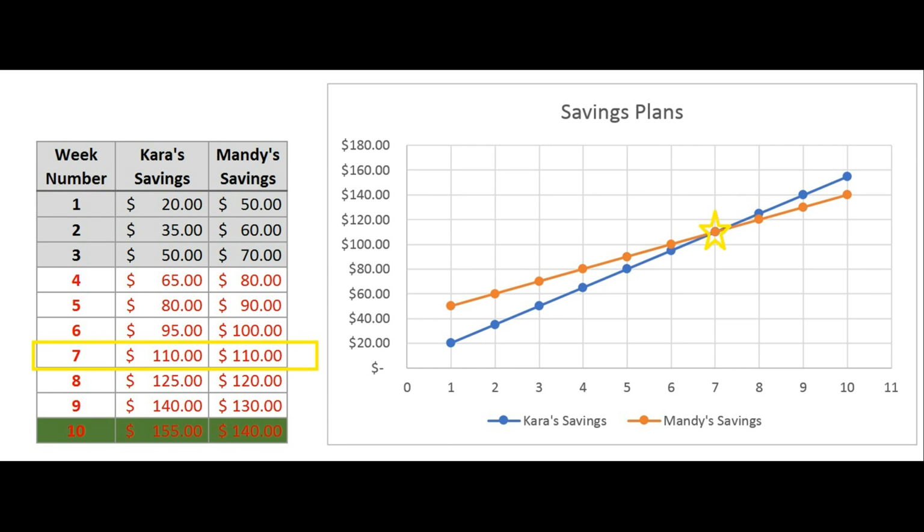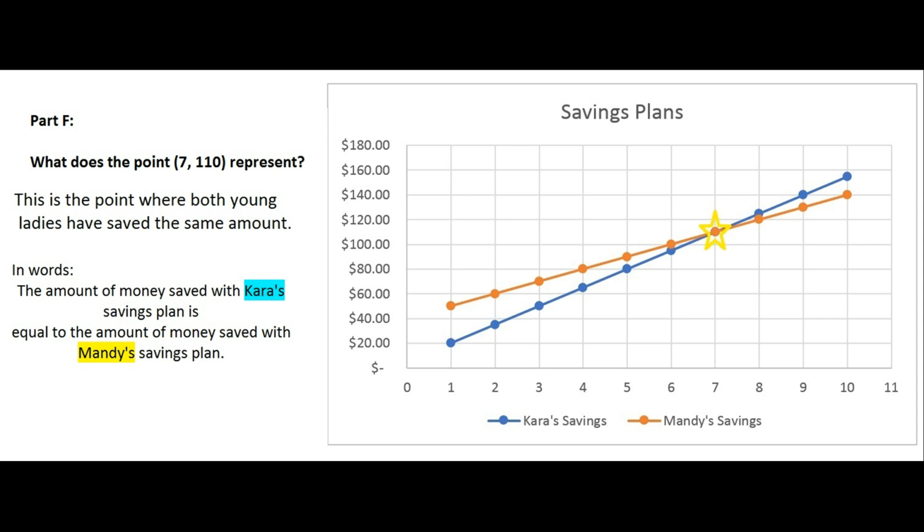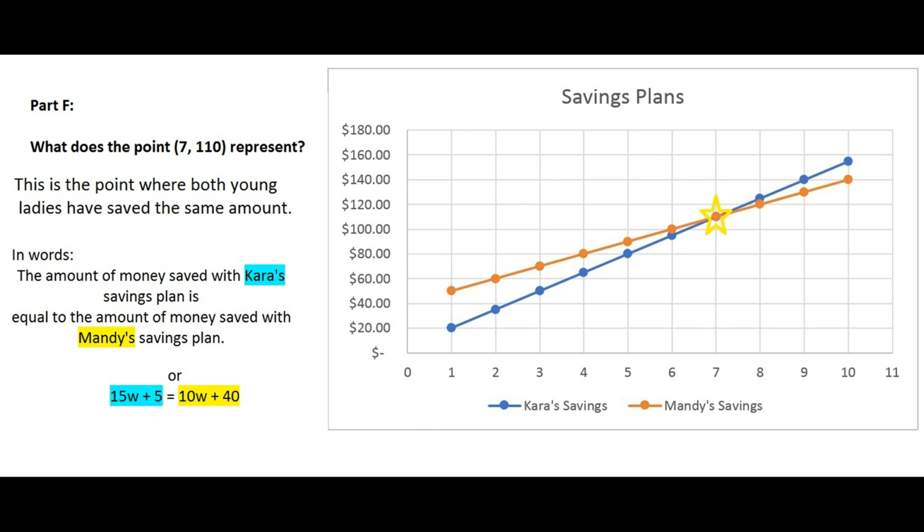All right, now the next piece of this says what happens here at week number 7. Both of these charts intersect at week 7. So what does the point 7, 110 represent? And I guarantee you, once we talk this out, you will recognize exactly what we're talking about. This is the point where both young ladies have saved the same amount of money. And that's what it looks like graphically. The amount of money saved with Kara's savings plan is equal to the amount of money saved with Mandy's savings plan. So Kara's formula is 15W plus 5. Mandy's formula is 10W plus 40.